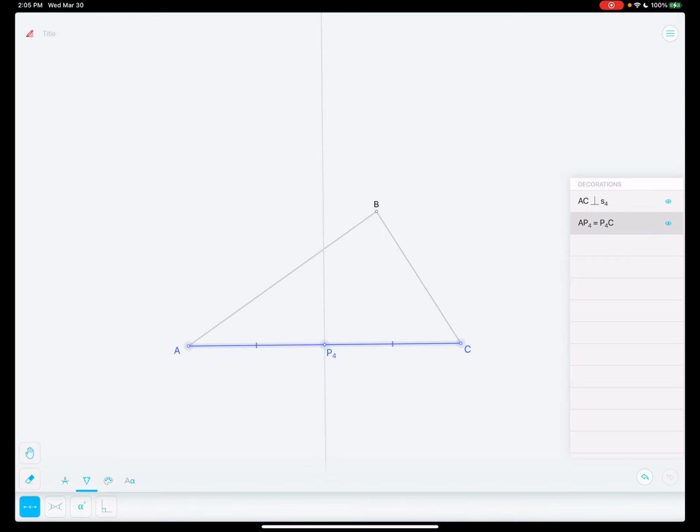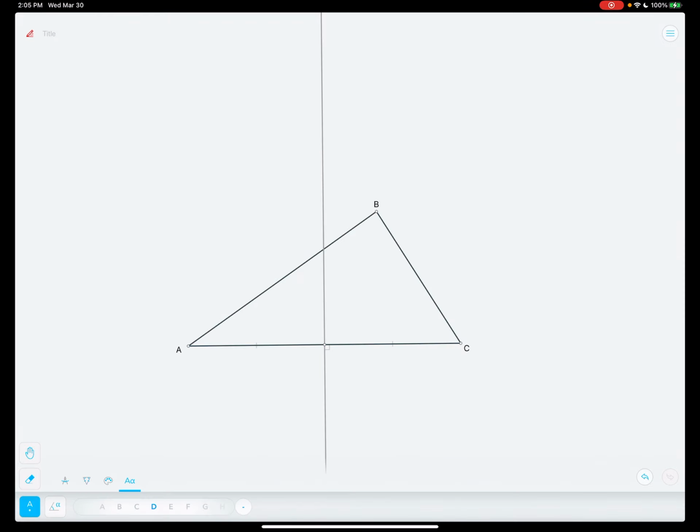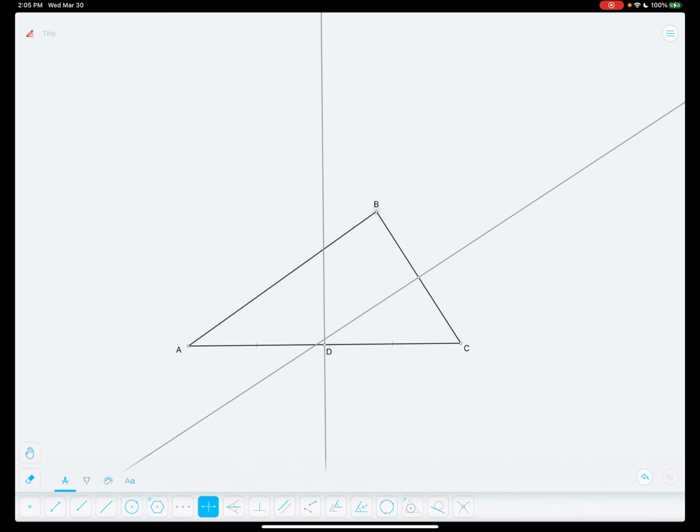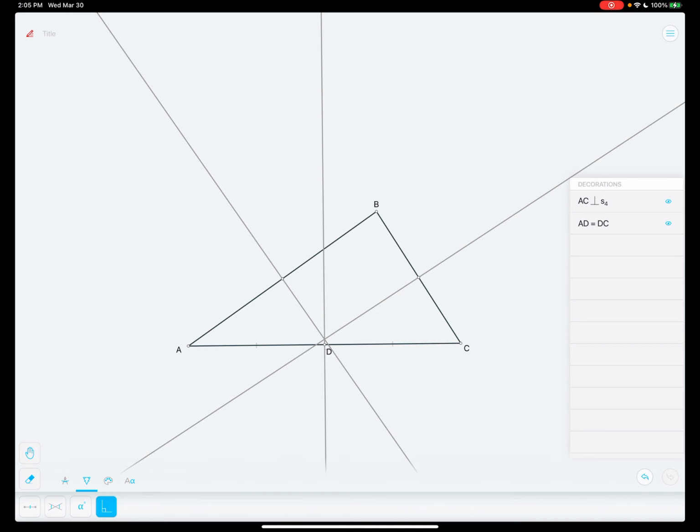Now what I'm going to do is I'm going to take P4 and I'm going to label this D, and I'll create two more perpendicular bisectors between BC and BA, and I'm going to label them as well. So here I have my line going through BC and BA. Those are all perpendicular bisectors. Here I have a 90-degree angle, and I also have that this segment is the same length as this segment.